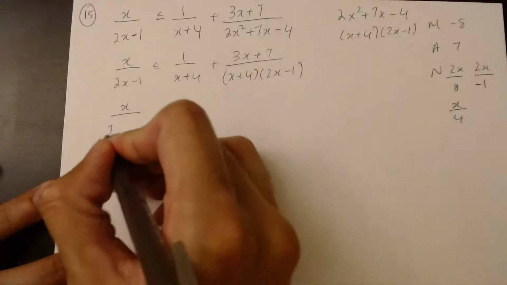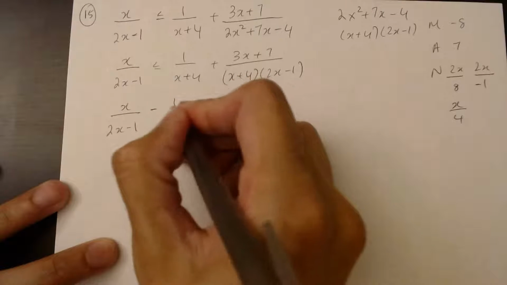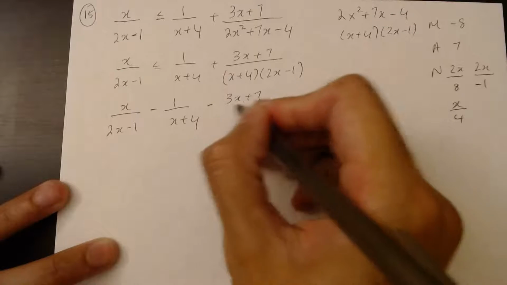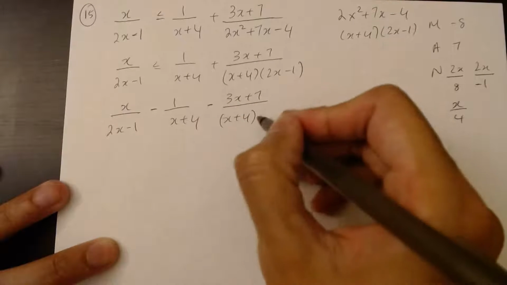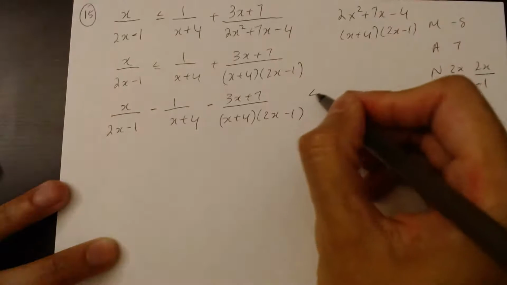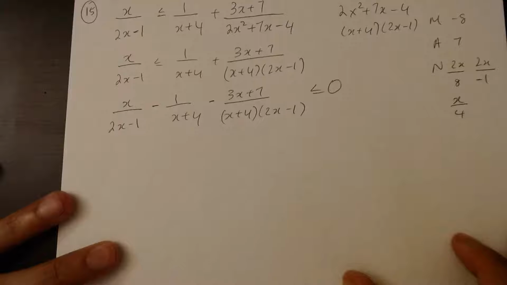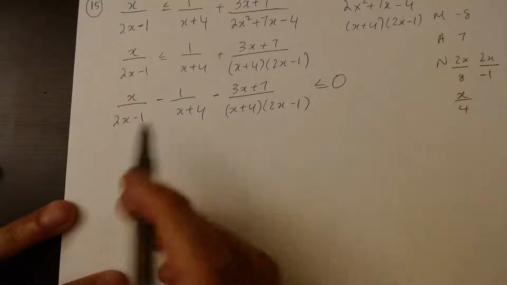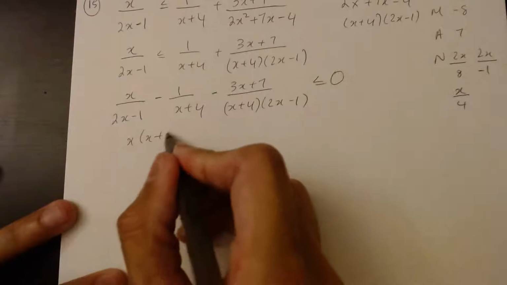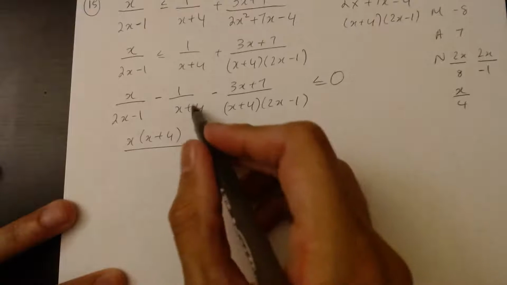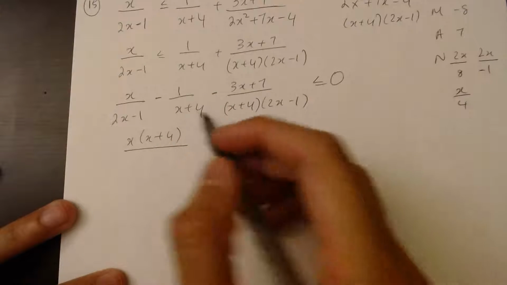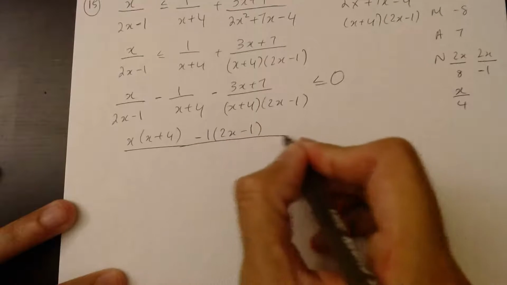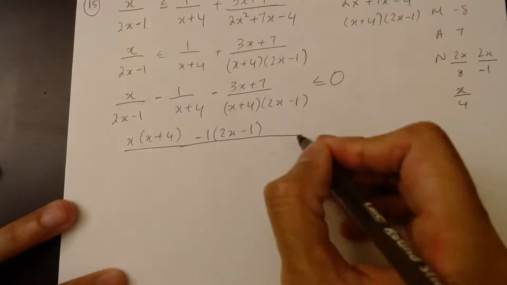You have to always do this for any rational inequality. Minus 1 over x plus 4 minus (3x plus 7) over (x plus 4)(2x minus 1), and this is all less than or equal to 0. I'm going to make a common denominator on this side now, so I'm going to multiply the top and bottom here by x plus 4. And over here, I'm going to multiply the top and bottom by 2x minus 1. And then over here, I don't need to multiply anything on the top and bottom. It already has a common denominator.